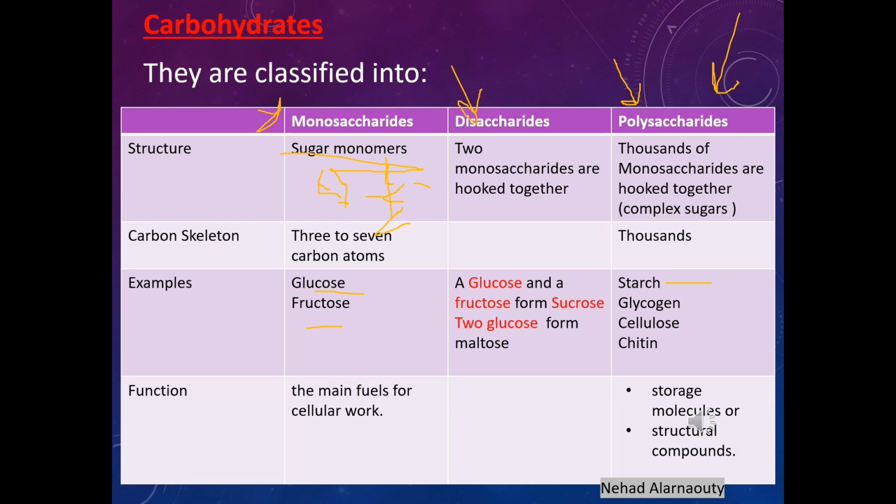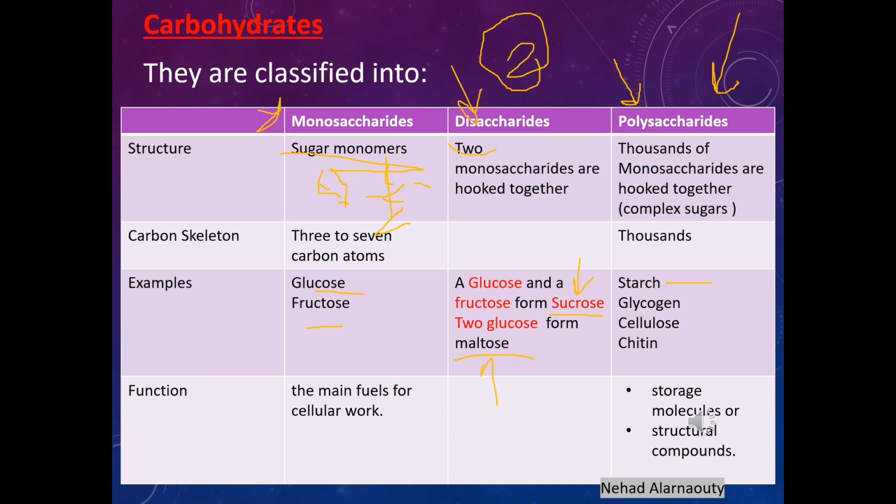Number two, the second one is disaccharide. From the name, it means two monosaccharides are hooked together to give one disaccharide. We have a lot of examples, of course, but I just grabbed two examples: sucrose sugar and maltose sugar.